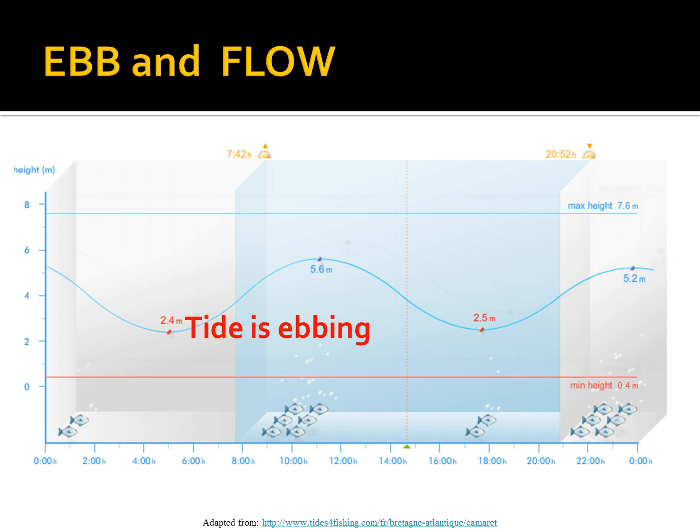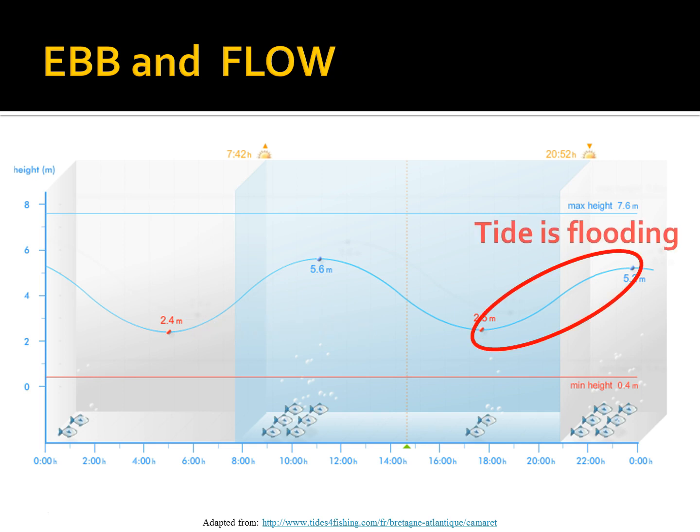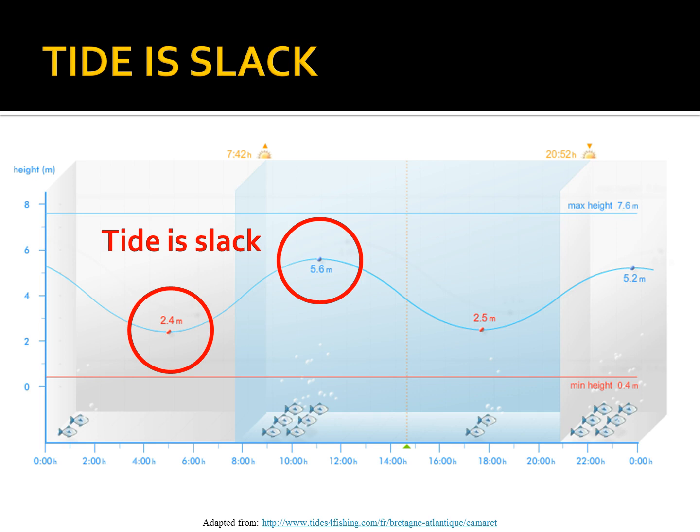The contrary is the flow. During the flow, the tide is flooding. When the tide is no longer going down and not yet going up, it is said to be slack.